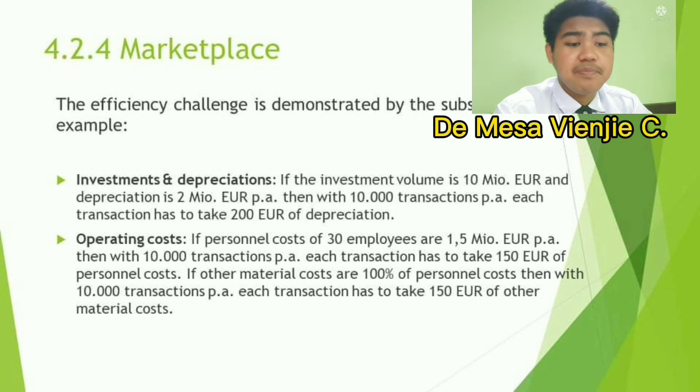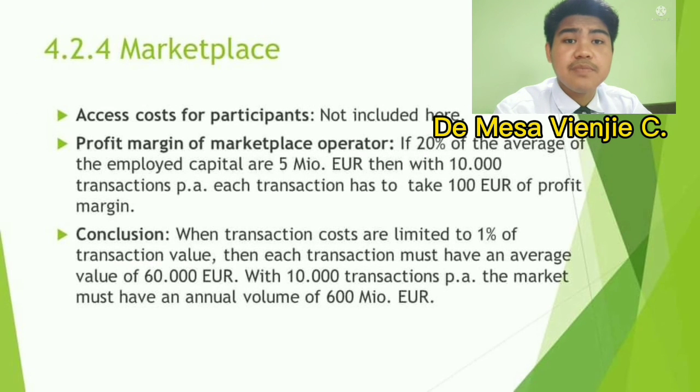Next is the access cost for participation and profit margin of the marketplace operator. If 20% of the average of the employee capital is 5 million euro, then with 10,000 transactions, each transaction has to take 100 euro of profit margin. So here it is how to determine the profit margin of a marketplace operator.